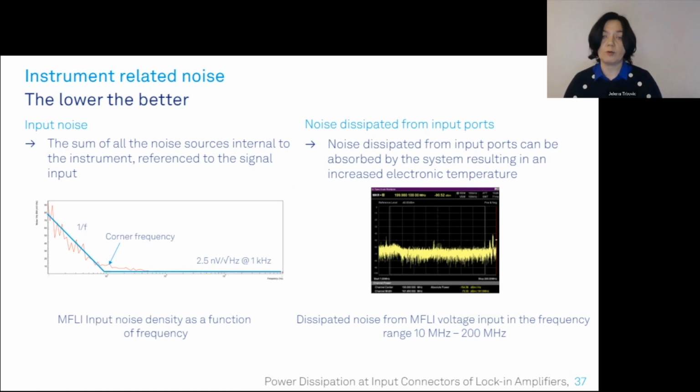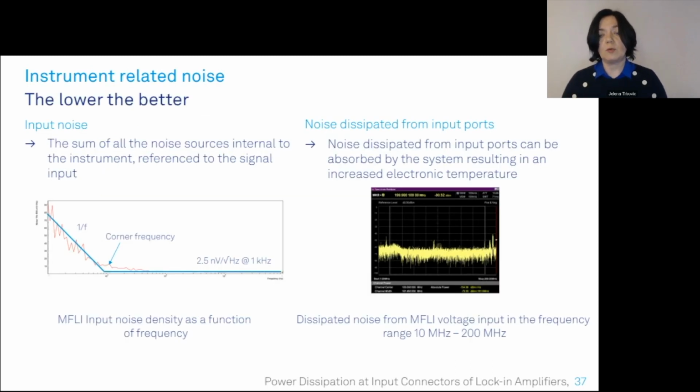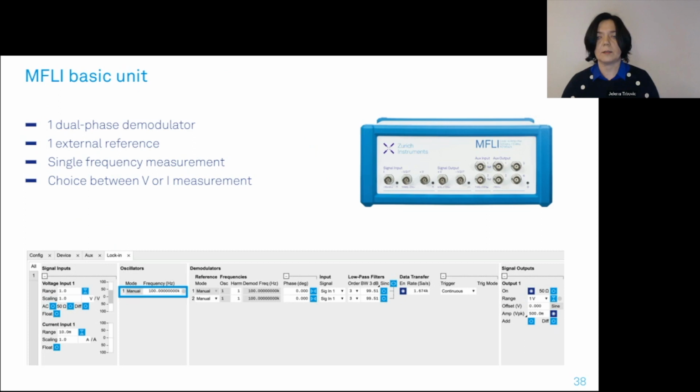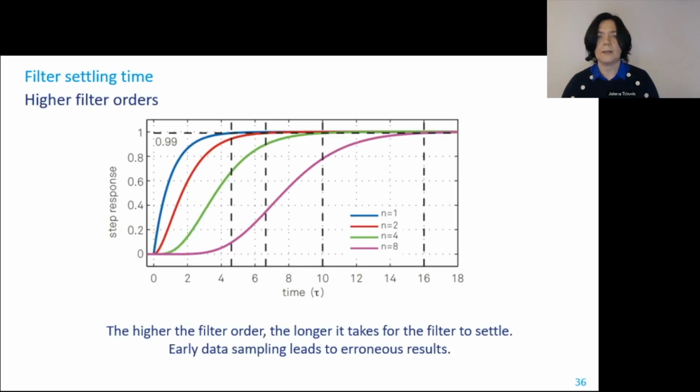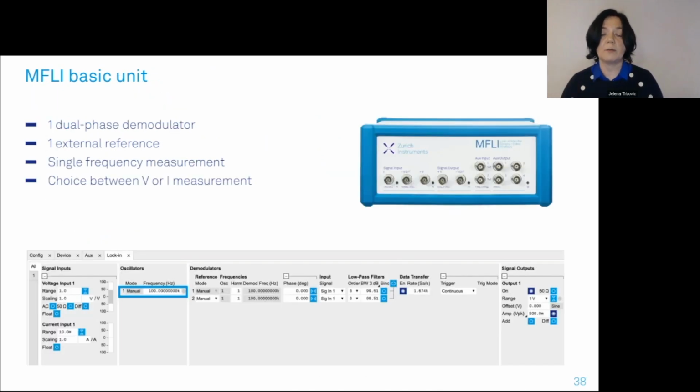Finally, what's important when choosing your instrument is actually knowing that it also contributes to the noise of your measurement. So what's important is to make sure that the input noise is low enough so we can measure the small signals, and also that the noise coming from the lock-in doesn't influence the electronic temperature, for example, in low temperature experiments.